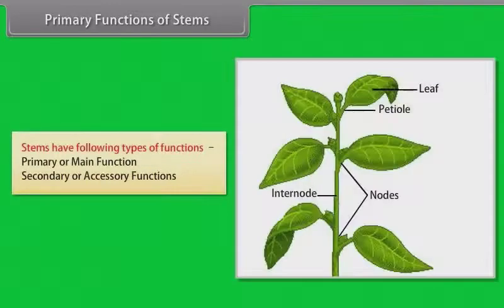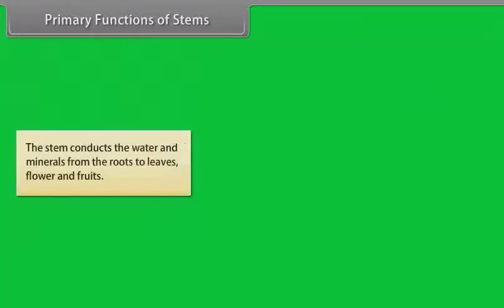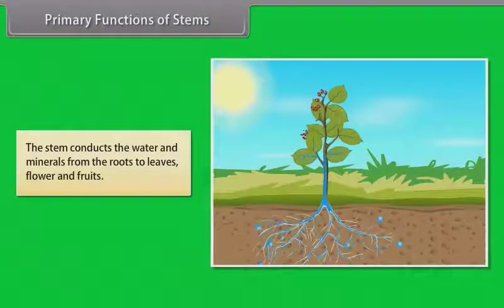Functions of stems. Stems have the following types of functions: primary or main function, and secondary or accessory functions. Primary or main function of stem: it supports and holds leaves, flowers, and fruits. The stem conducts water and minerals from the roots to leaves, flowers, and fruits.